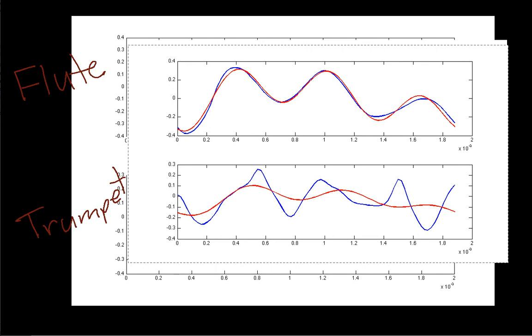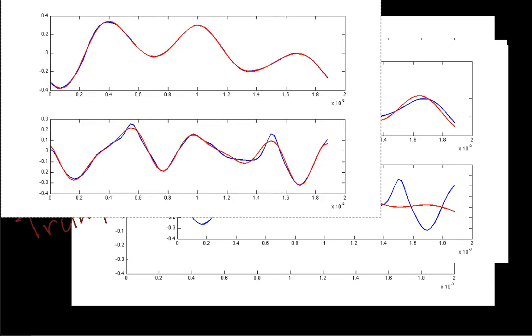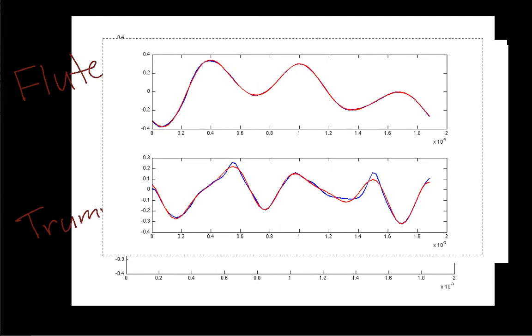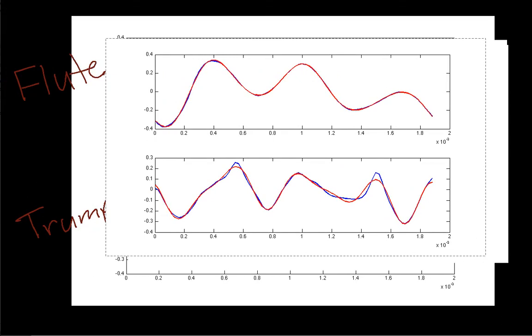So I can keep going, and if I take the fundamental frequency and the second, third, fourth, fifth, and sixth harmonics, then I get something that looks like this. And you can see that now I'm approximating the trumpet fairly well too.